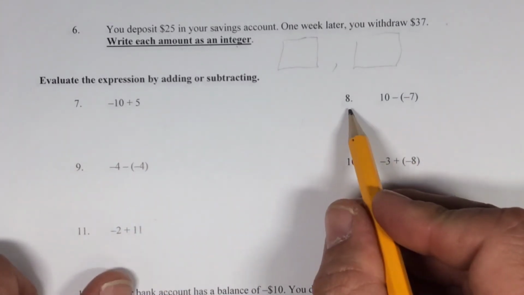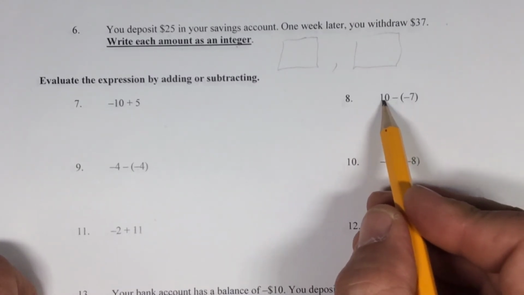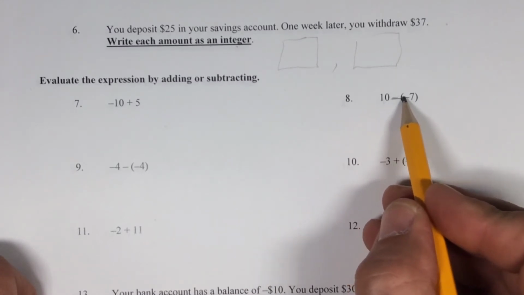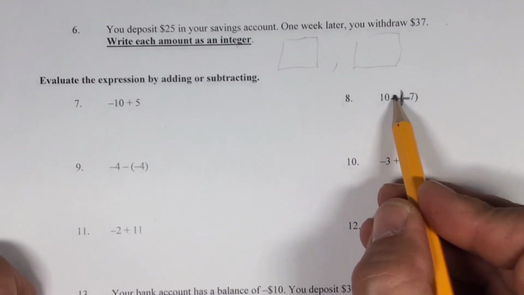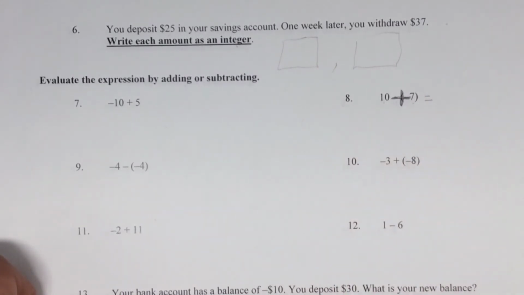For number 8, remember 10 minus negative 7. I see 2 minuses next to each other, and we turn that into a big plus. This problem just became 10 plus 7. And hopefully, you can probably do that one right in your head.